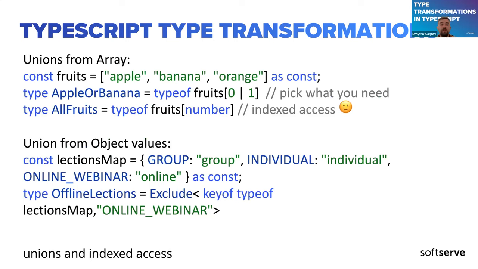Let's move on. Unions, yeah, that's time for the unions. I believe I need to speed up a bit. Unions. Okay. I would like to put our previous knowledge together. We can see in this code example we have a fruits tuple or array with as const notation, and we can now extract some dedicated fruits. We want only apple or banana, so we pick what we need with the unions. You can see in this example I'm basically picking apple or banana with a union here.